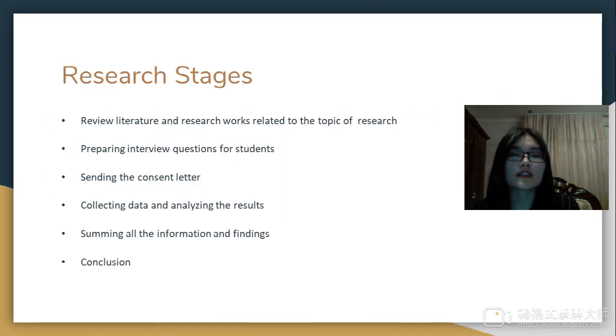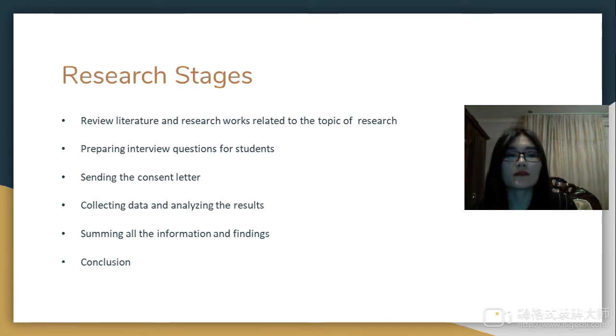And the research stages, my procedure. The first one, I reviewed the literature and researched some works related to the topic of research. And then I prepared interview questions for students, and then sent the consent letter, collected data and analyzed the results. And finally, I summed up all the information and findings.